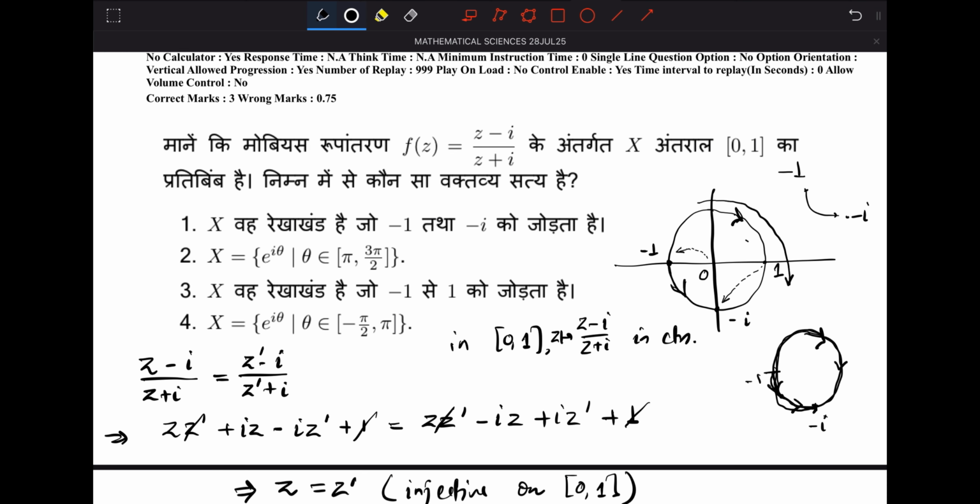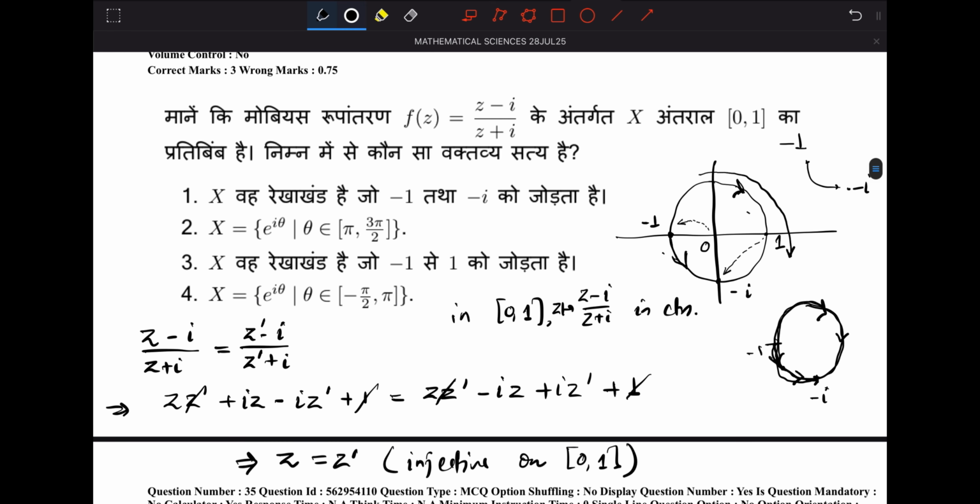No, this has no solution. So that means the image is this path. So this is angle pi, and this is 3 pi by 2. So 2 is the answer.